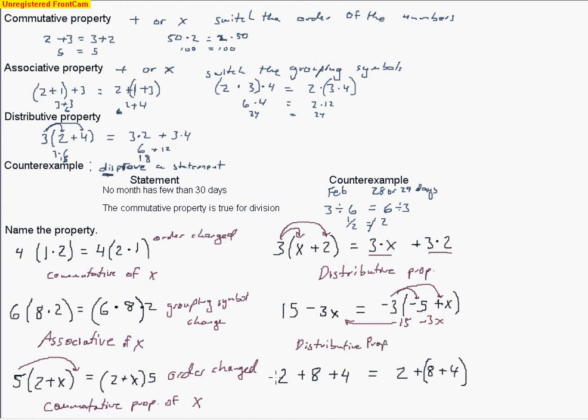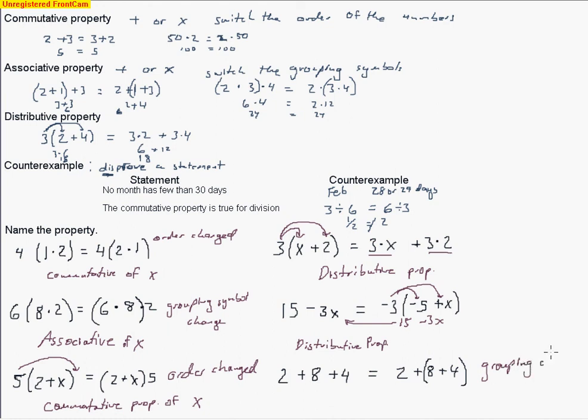Well, one more here. Here we have 2 plus 8 plus 4, 2 plus 8 plus 4. So order does not change, but what's changing? See, it's not the distributive property because we didn't distribute anything. There's no number that got multiplied over this. So what we actually did here is a grouping change.